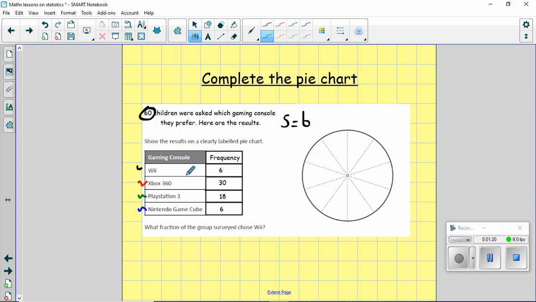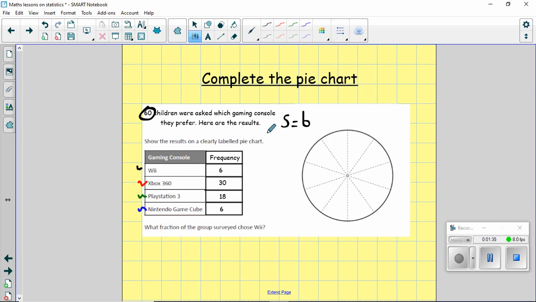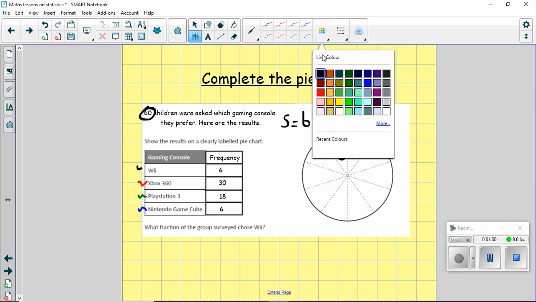Now these are the results here. The frequency is 6, that means 6 children preferred the Wii, and I've just done a little coloured key here. So I can now start plotting that information on my pie chart. 6 children preferred the Wii, and each section is worth 6, so I just need to colour one section in black. When you do this on My Maths, there is an option to just fill each section, so you won't have to colour it in like I'm doing.